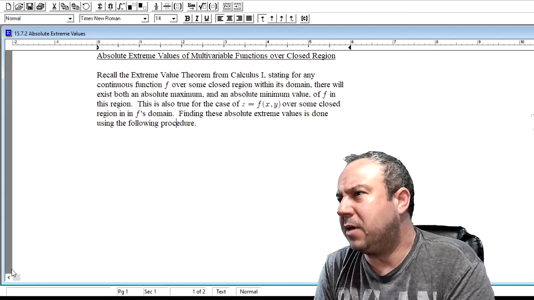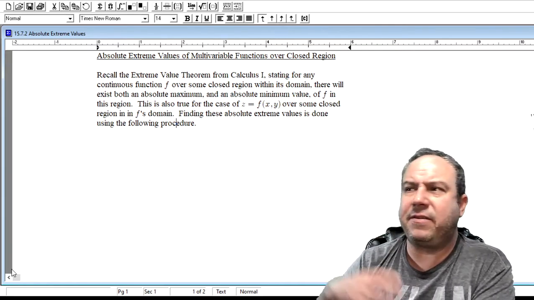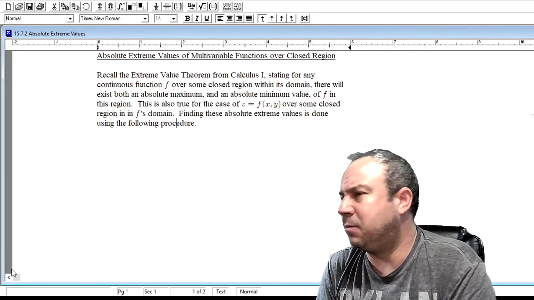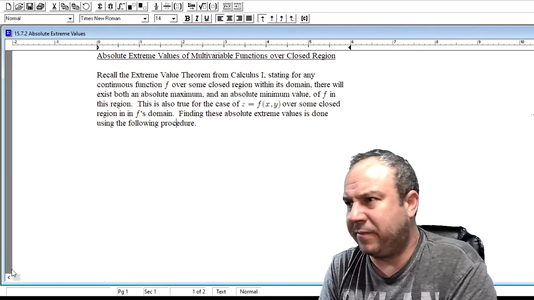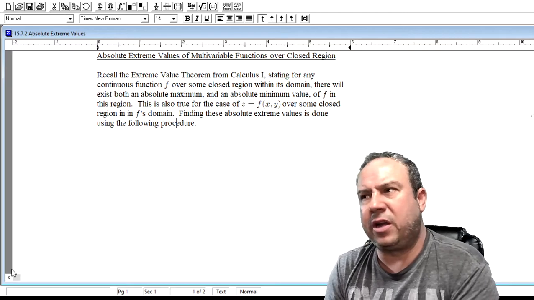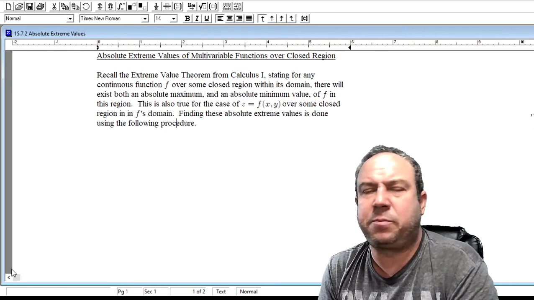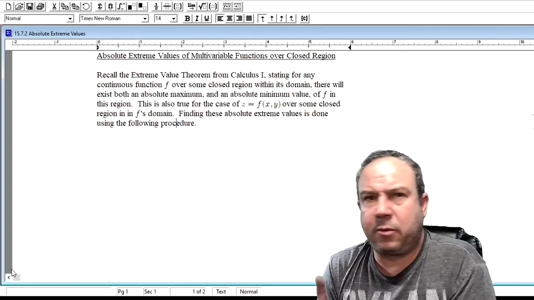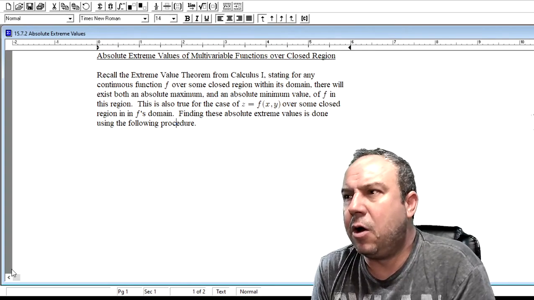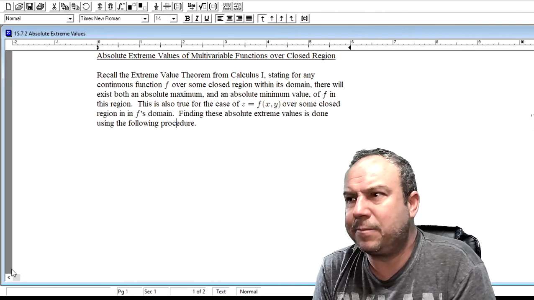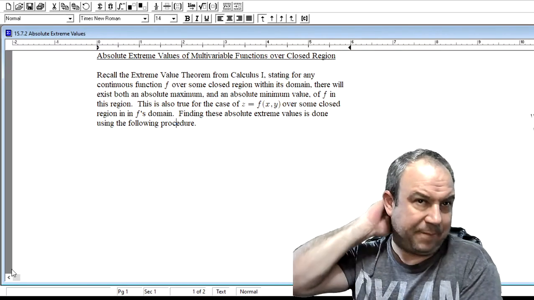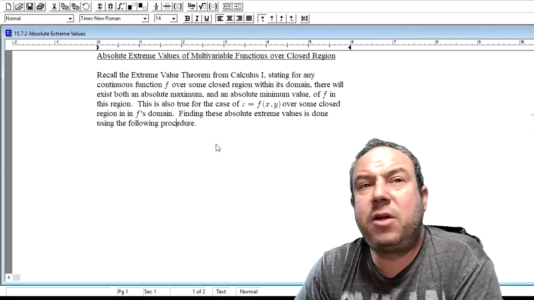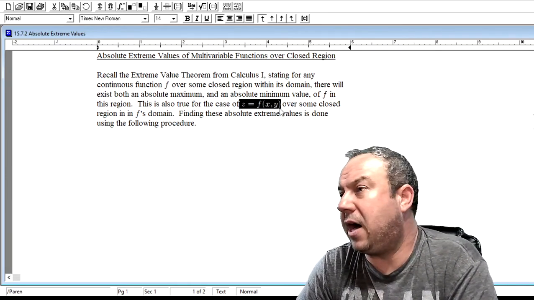Because it's over some closed region, you're not going to have it going off to infinities, which would negate the possibility of any absolute max or minimum value. Over a closed region, you're over a definite region of space where there is certainly always going to be an absolute maximum and an absolute minimum value in that space. And we are going to look at this case for the multivariable function z equal to f of x comma y.